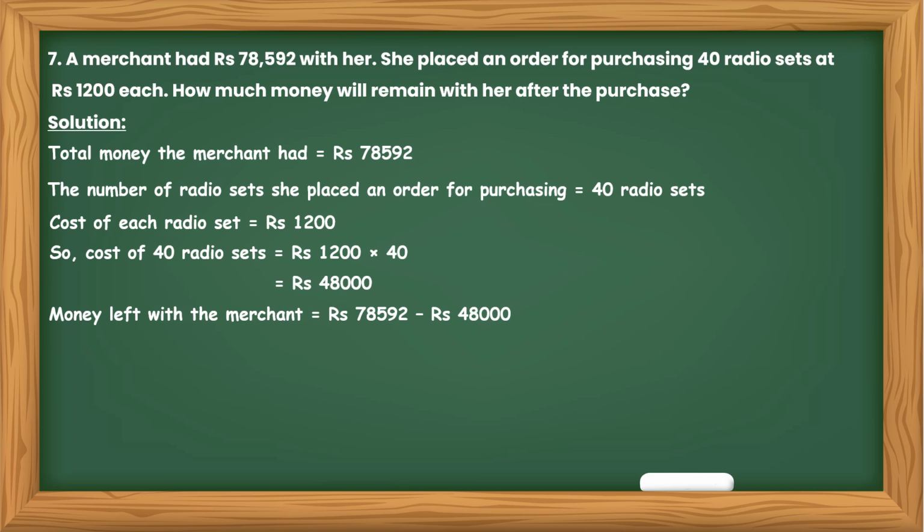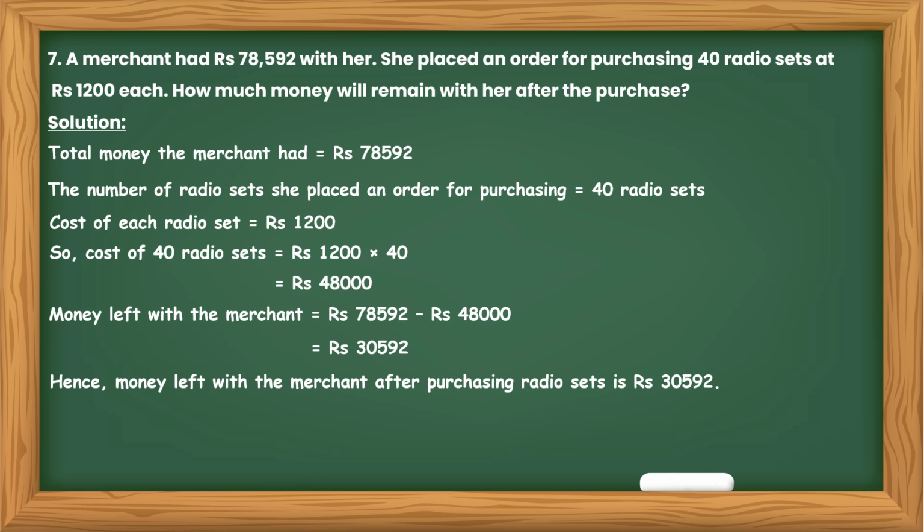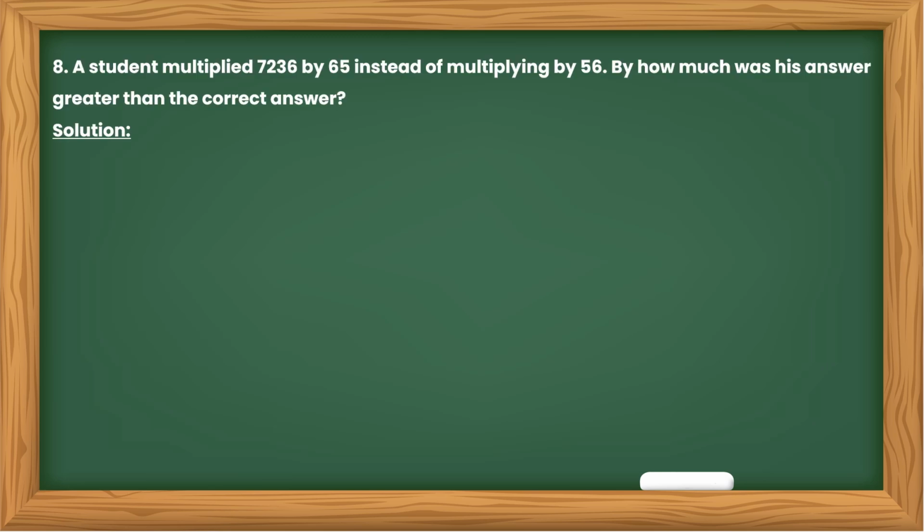So the money left with the merchant is equal to rupees 78,592. That is the total amount which she had, minus rupees 48,000. That is the cost of the radio. So when we subtract, we get the difference to be rupees 30,592. Hence, the money left with the merchant after purchasing radio sets is rupees 30,592. Moving on to the 8th question.